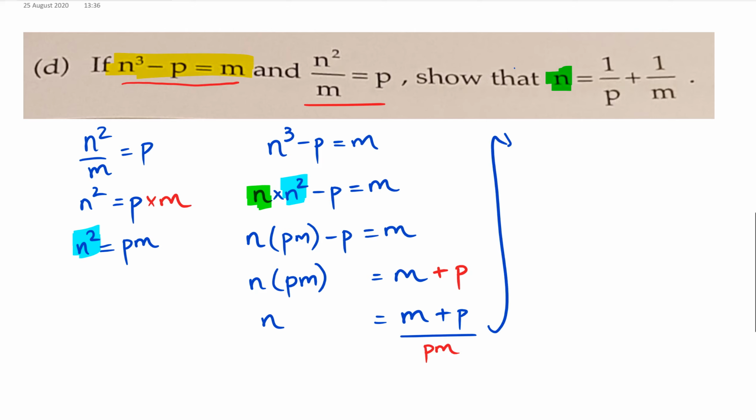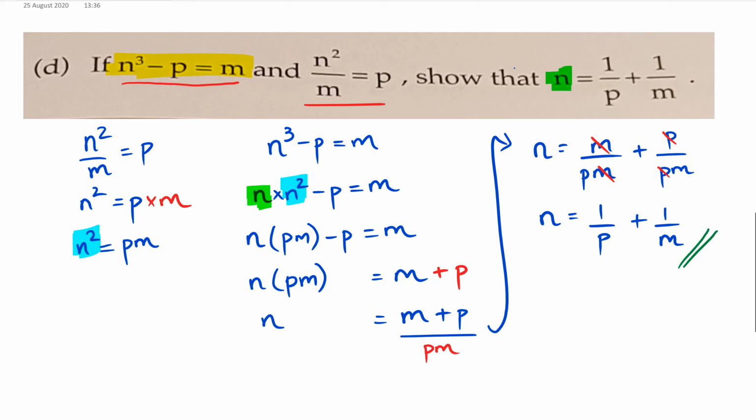So from here, I need to separate the fraction. I'm going to get n is equal to m over pm plus p over pm. And I can see that I've got common factors that I can get rid of. The two m's disappear and the two p's disappear. And what I'm going to get is n is equal to 1 over p plus 1 over m. And that's basically it for this particular question.